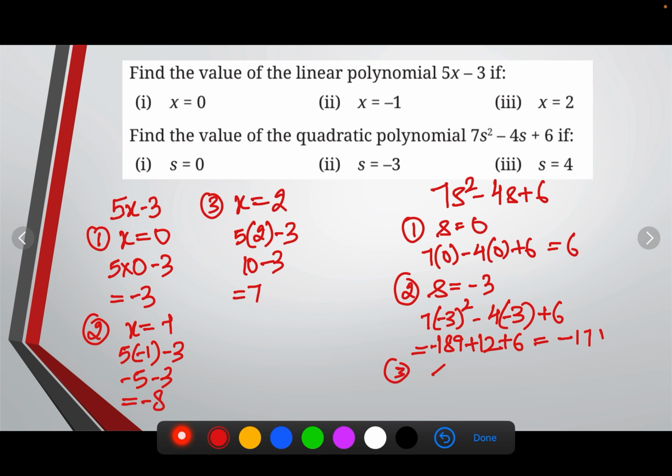Third part. s is equal to 4. So 7 into 4 cube, minus 4 into 4, plus 6. So that gives me 4 cube is 64. 64 times 7 means 420 plus 28, so 448 minus 16 plus 6.